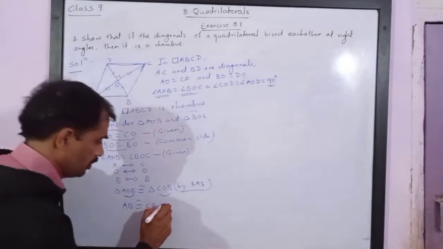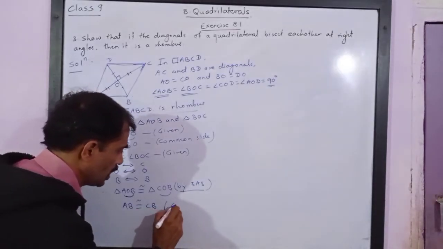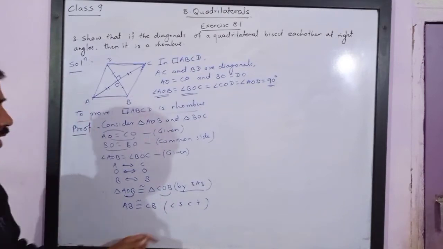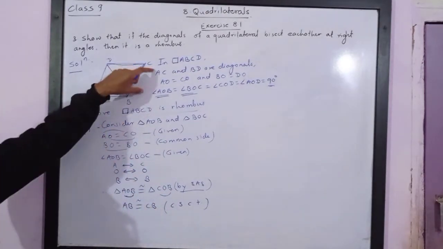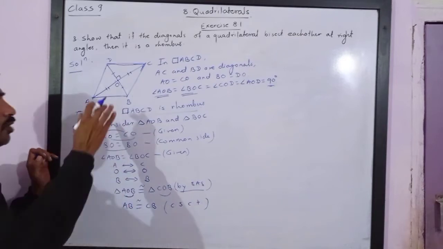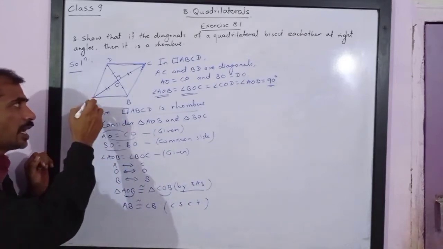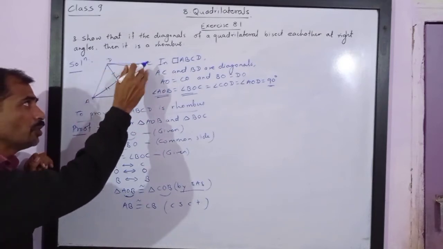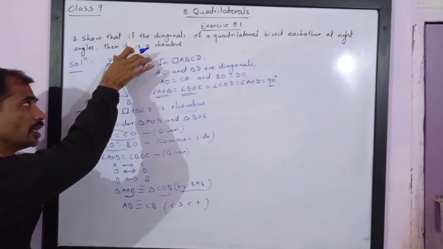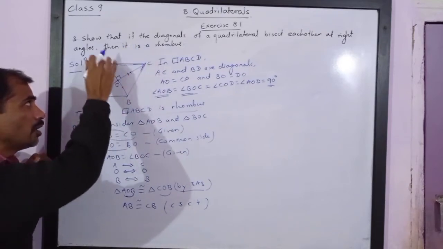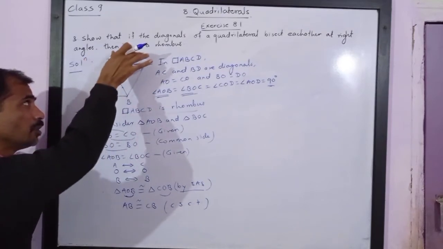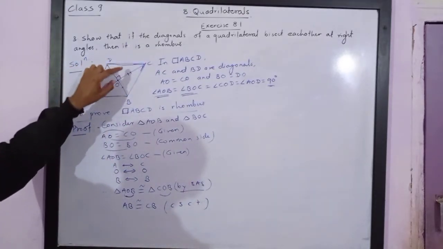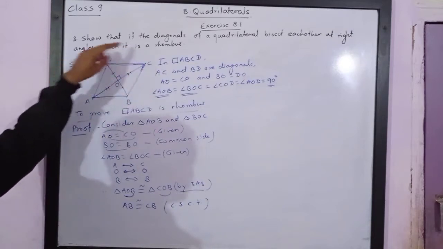The reason is corresponding sides of congruent triangles, or you can say corresponding parts of congruent triangles. So we have got AB is equal to CB. Now see, we have considered triangle AOB and BOC. If you consider triangle BOC and COD, we can prove that BC is equal to DC. If you consider triangle COD and AOD, you can definitely prove CD is equal to AD. So by considering the different triangles, we can prove that adjacent sides are equal.